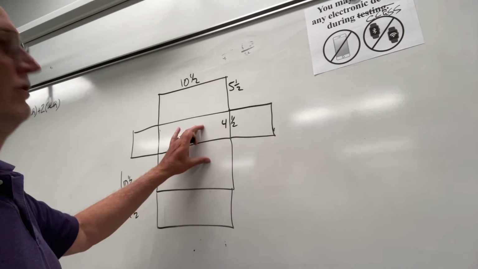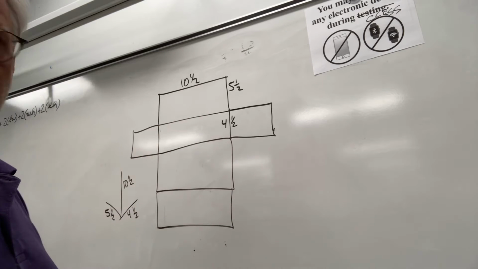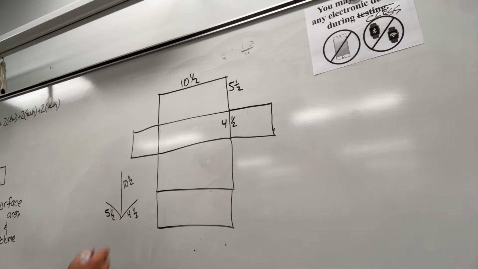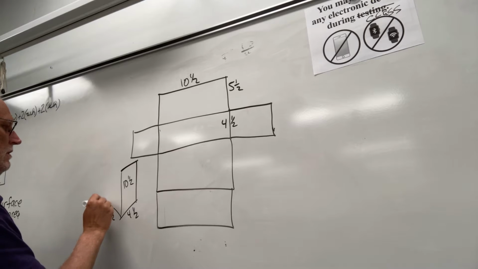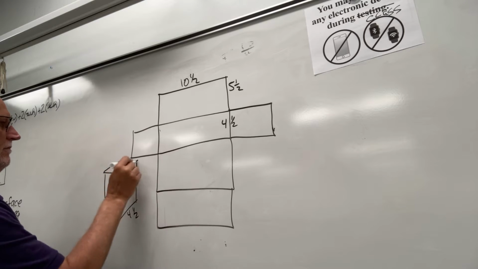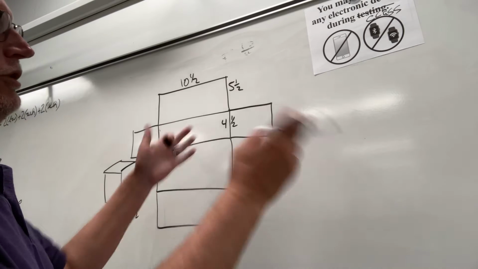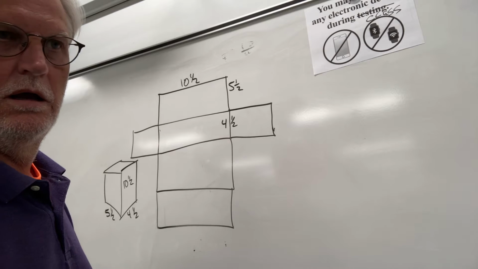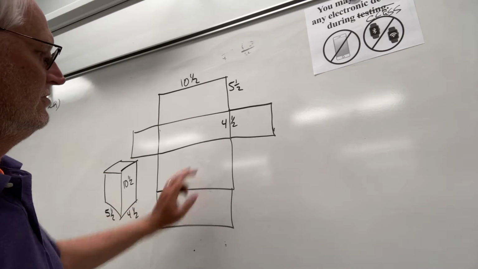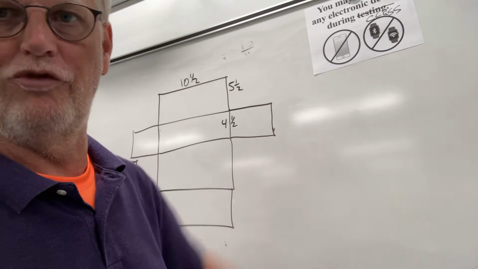So we're going to find the surface area of a rectangular prism. The rectangular prism is here. It has a height of 10.5, a length of 5.5, and a width of 4.5. I'm going to do it in the boxes or in the rectangles first. Then I'm going to do it with the formula.